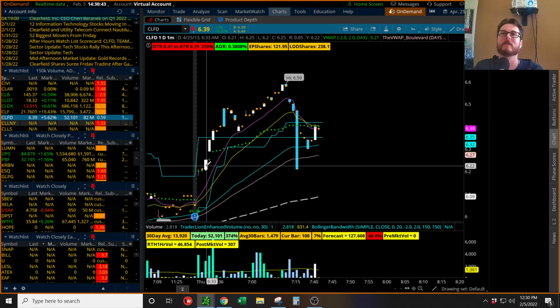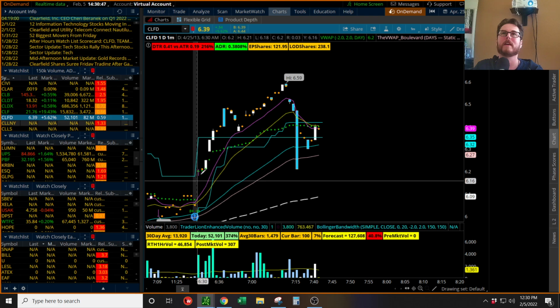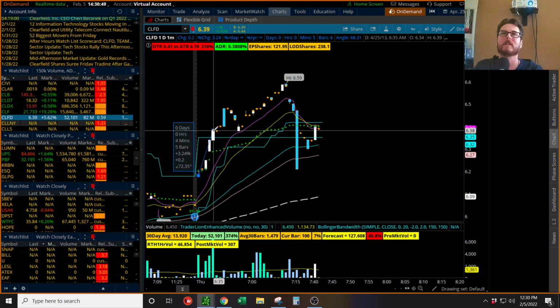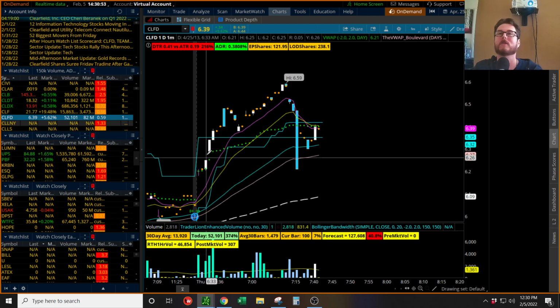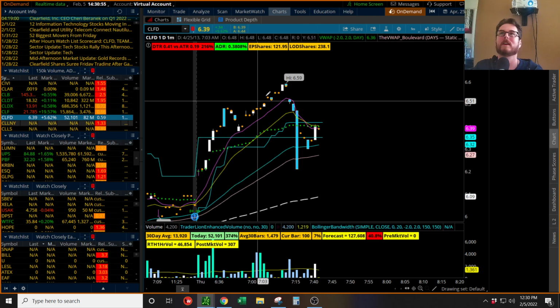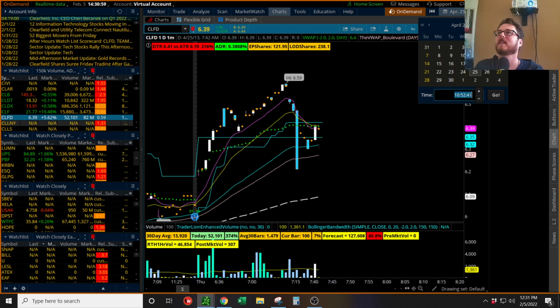So if you had waited for the 5 minute, this was the 5 minute opening range. You could have bought there, your stop beneath the low. The range on that would have been 20 cents. So whatever your max risk is divided by 20 cents would have been your size. And it wouldn't have been too bad. Let's see if we can go to the end of the day.